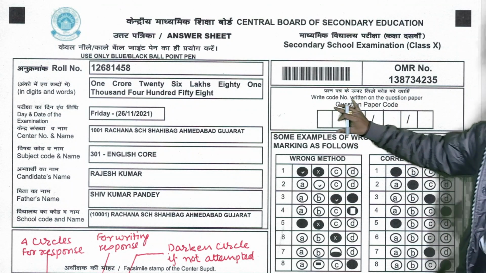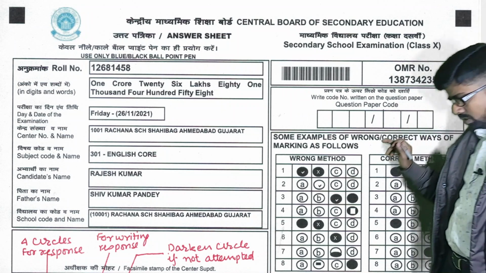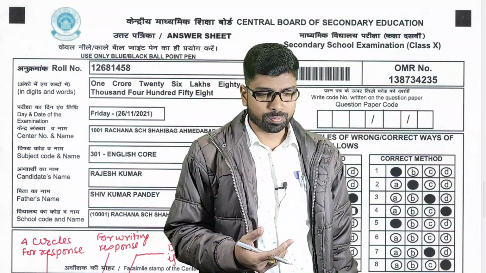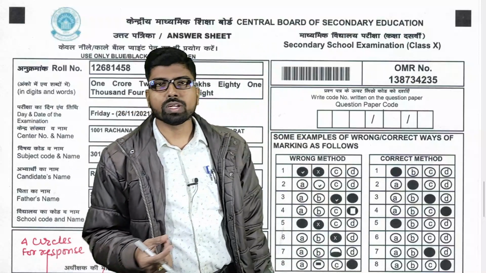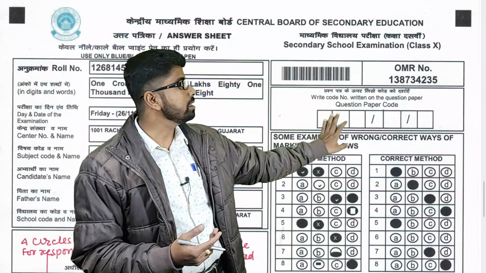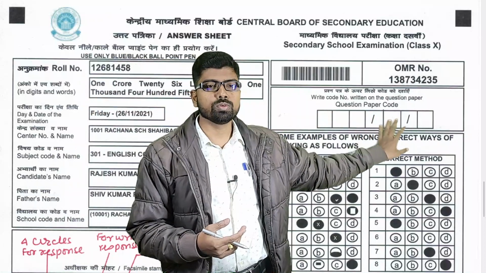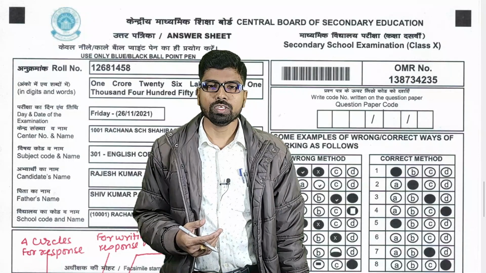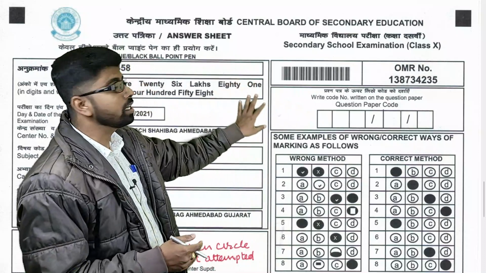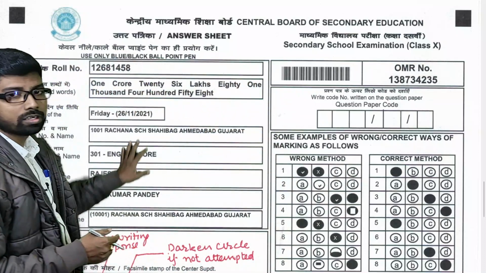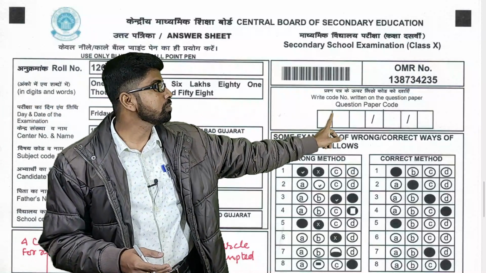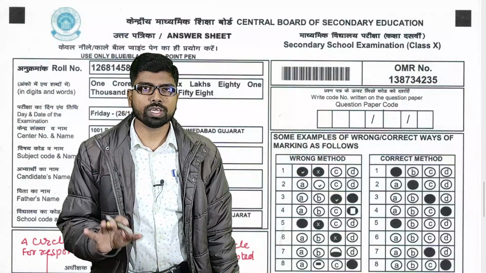Here you can see one box. In this box, you have to write the code number which is given in your question paper. Generally in the question paper, an alphanumerical code number will be there, and you have to write this code number here. This is the detail about your OMR sheet, and don't fill or write anything else here. This part will be pre-printed, and you only have to write the question paper code number. Okay, it's clear.